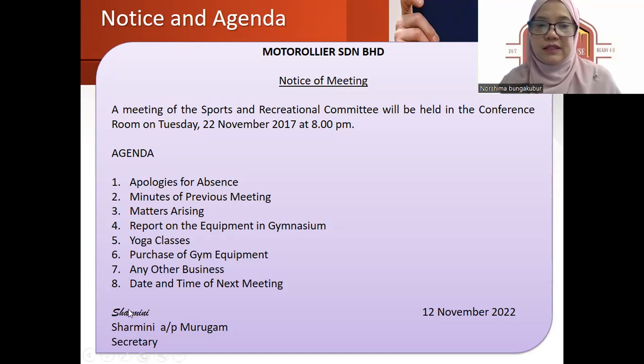Okay, and Shamini anak perempuan Murugam, and then the position, secretary. All right, the above has to be 22nd November 2022 as well, right? And the notice and agenda is prepared before the meeting. See, it's 12 November, so 10 days before the meeting. And this is an error. It has to be 2022. Okay.